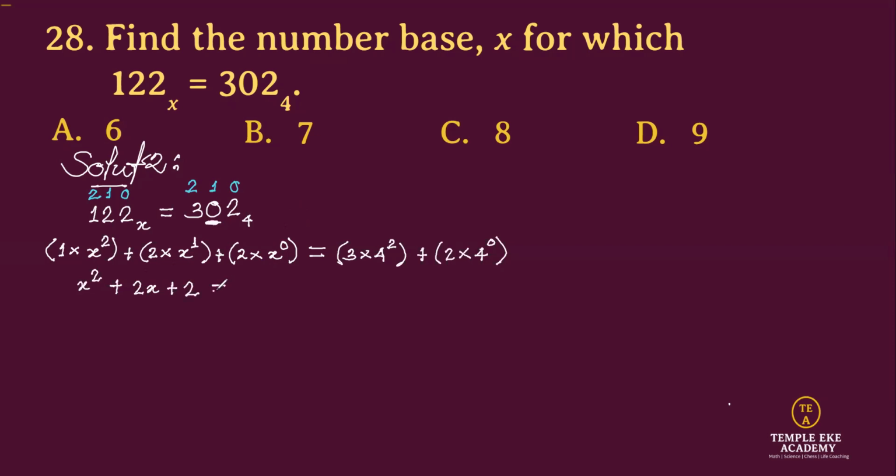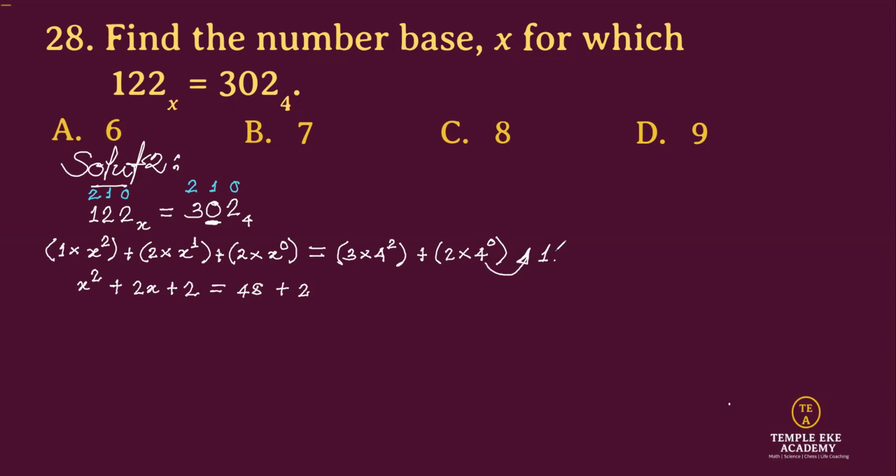And for the right-hand side, we do the same operation. From the power area, 4 squared, 4 to the power 2, that's 16. 16 multiplied by 3 is 48. And now we have plus 4 to the power 0, which is 1, as explained. 1 multiplied by 2 is 2. Of course, any number to the power 0 gives us 1.